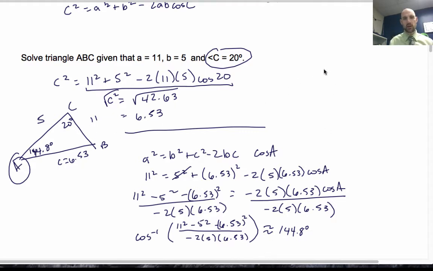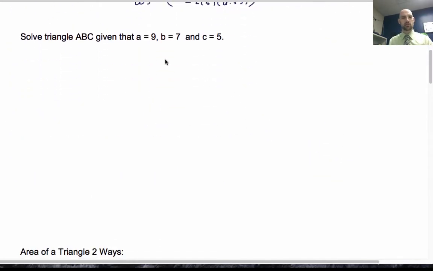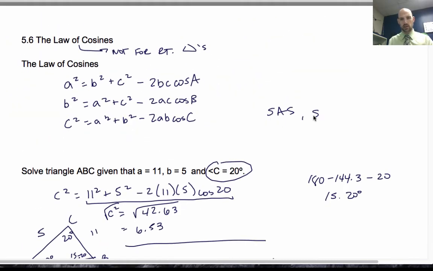And so then how do I find B? Well, I do 180 minus 144.8 minus 20, which is equal to 15.20 degrees. This is 15.20 degrees. All right, so what's the long and the short of it? Use the information that you have to find the variation, and then use the law of cosines again. So that was side, angle, side. Here is one where they're giving me side, side, side. So this is useful also for side, side, side.